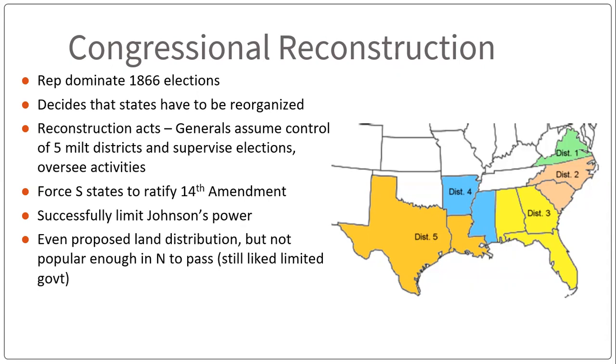We're also going to propose land distribution, not popular enough to get passed. That would be like redistribution, so that black families would gain property as well. And a lot of the large white landowners, they would lose property. The North probably just figured that yeah, it's going to cause a few too many issues.